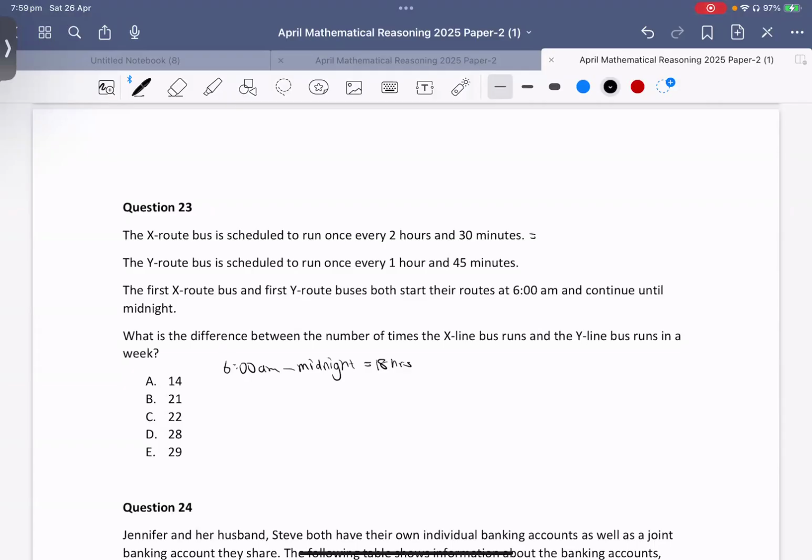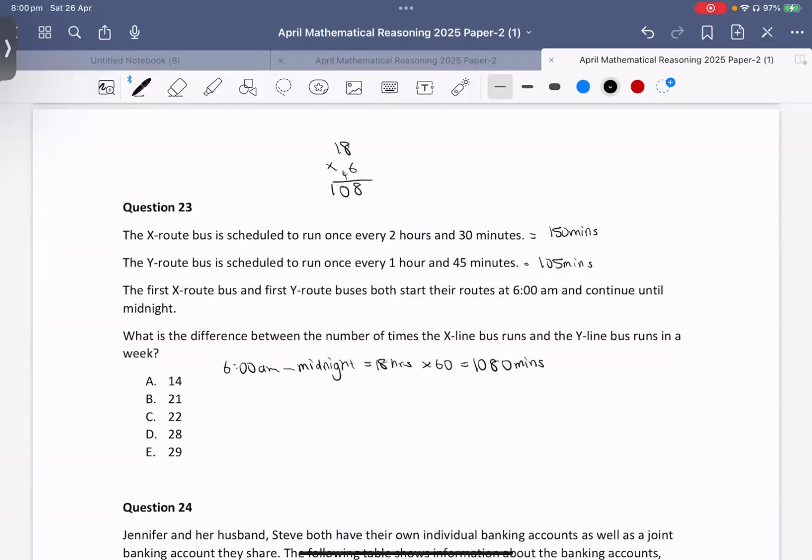So 2 hours and 30 minutes would be 150 minutes altogether. And 1 hour and 45 minutes would be 60 plus 45, which is 105 minutes. And we know that 18 hours is going to be 18 times 60. And we know that 18 times 6 is 108, so add the zero back in. We know that 18 hours is the equivalent of 1,080 minutes.